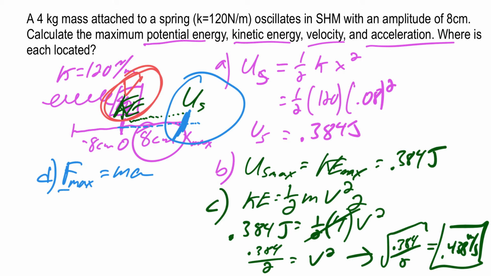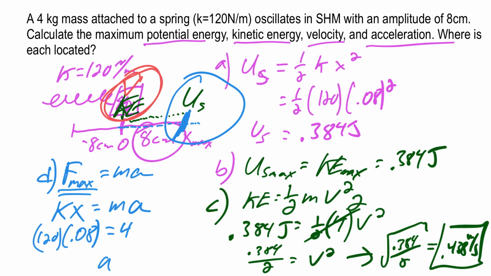So remember, F max is coming from the spring, so the equation for that is kx equals ma. So we'll just go ahead and sub in everything. We got 120, x was 0.08, and then our mass was 4. So multiply 120 times 0.08 divided by 4, and that gets us 2.4 meters per second squared. All right, let's move on to the next one.